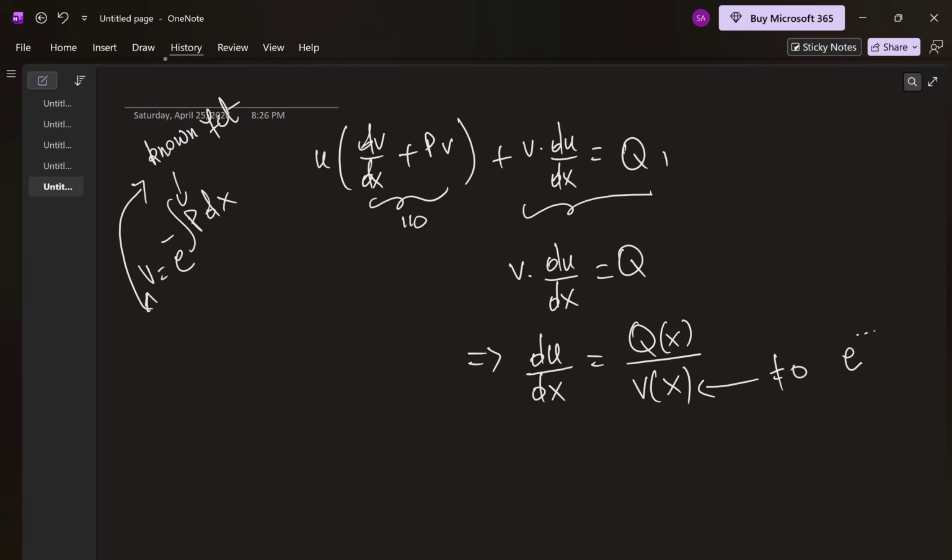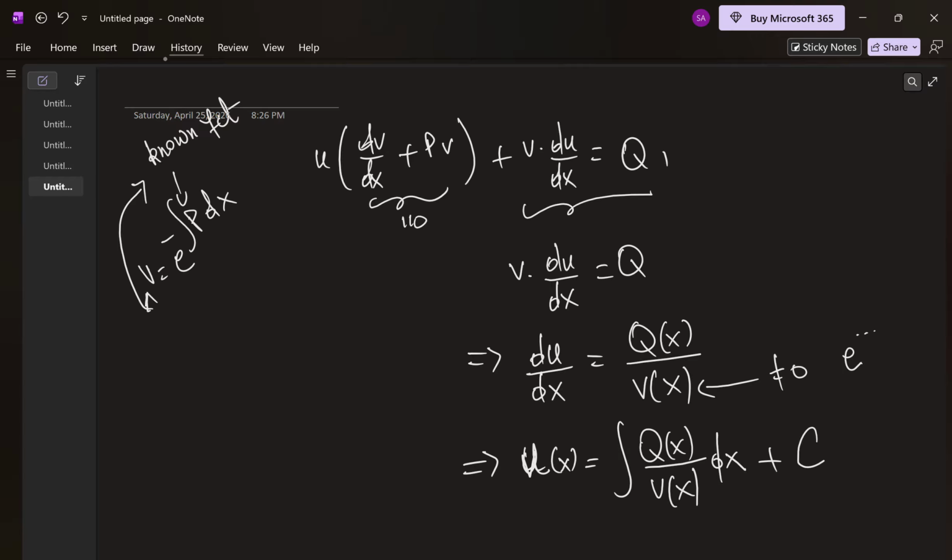So next we take the integral on both sides. What you get is u of x is equal to the integral of q of x over v of x dx plus some constant c.